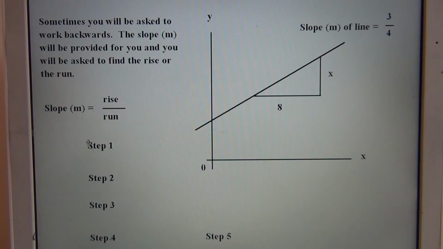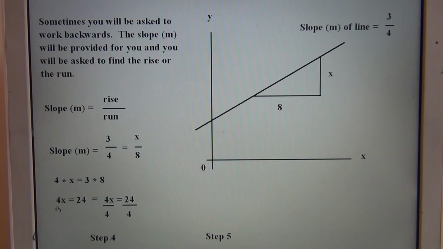Well, we know that slope is rise over run. So we set up 3/4, the rise over run of the initial slope of the line, equals the rise of this one, x, over the run, which is 8. Then we cross multiply, 4 times x and 3 times 8. 4 times x is 4x. 3 times 8 is 24. So we have an equation, 4x equals 24.